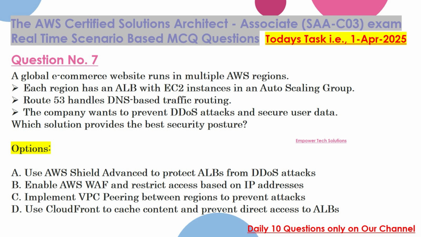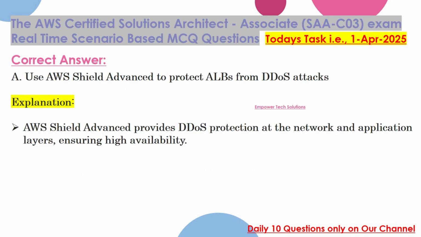Options: A. Use AWS Shield Advanced to protect ALBs from DDoS attacks. B. Enable AWS WAF and restrict access based on IP addresses. C. Implement VPC peering between regions to prevent attacks. D. Use CloudFront to cache content and prevent direct access to ALBs. Correct answer: A. Use AWS Shield Advanced to protect ALBs from DDoS attacks.